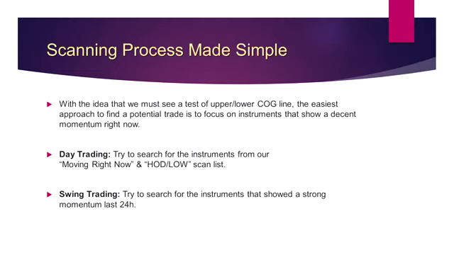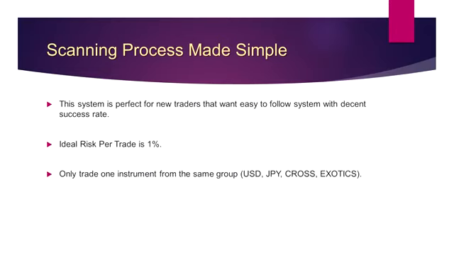So if you don't want to wait too much for the entry point, these scans are really necessary for you to have and watch. This system is perfect for new traders that want an easy to follow system with a decent success rate. Ideal risk per trade is 1%. And I can only say that you should only trade one instrument from the same group. Like one from the dollar group, one instrument from the yen group, one cross, one exotic at the same time.